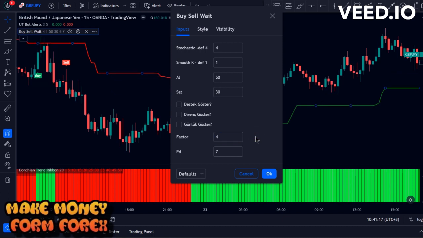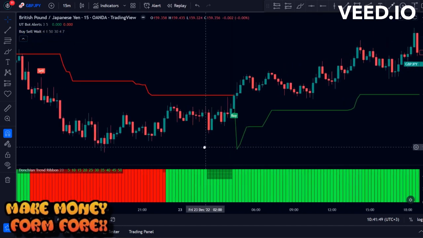Now, John didn't specify this. He recommended leaving the input settings to default, but after a little bit of backtesting, I realized that changing the factor to 4 actually mitigated a lot of losing trades. So yeah, click OK. Now let's go over the conditions for entering trades.